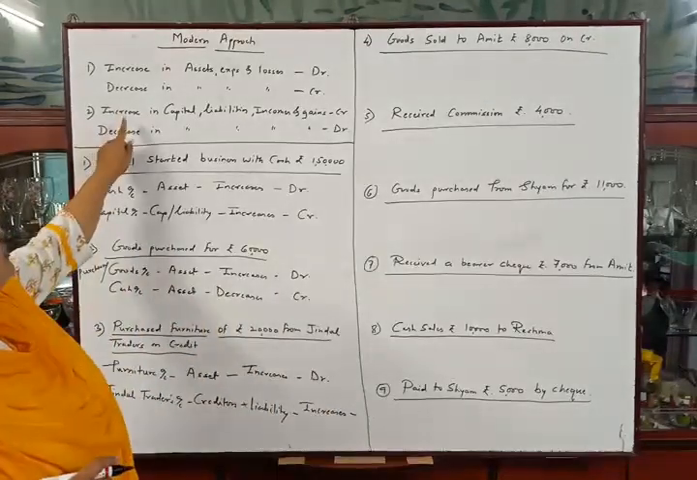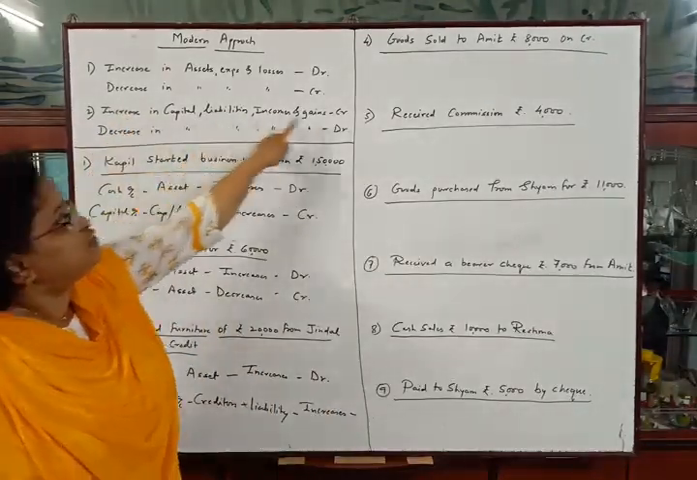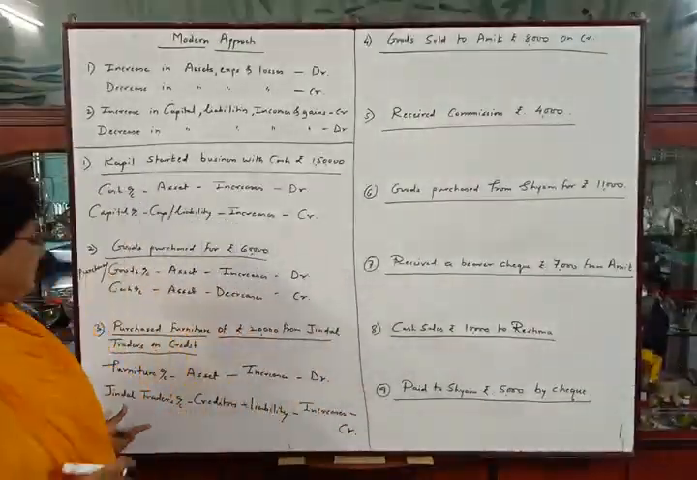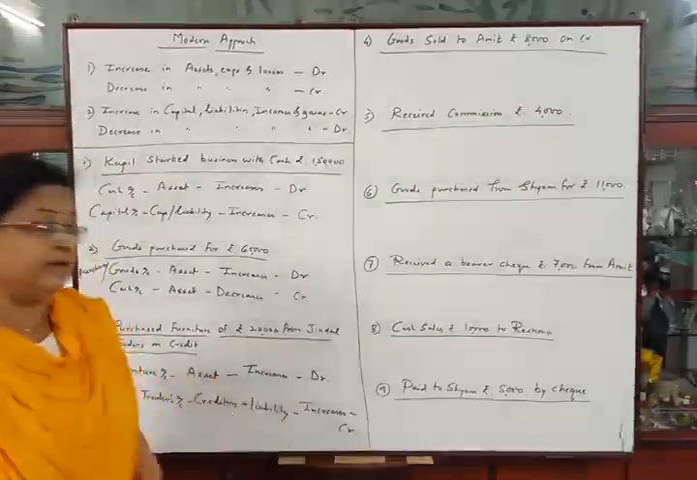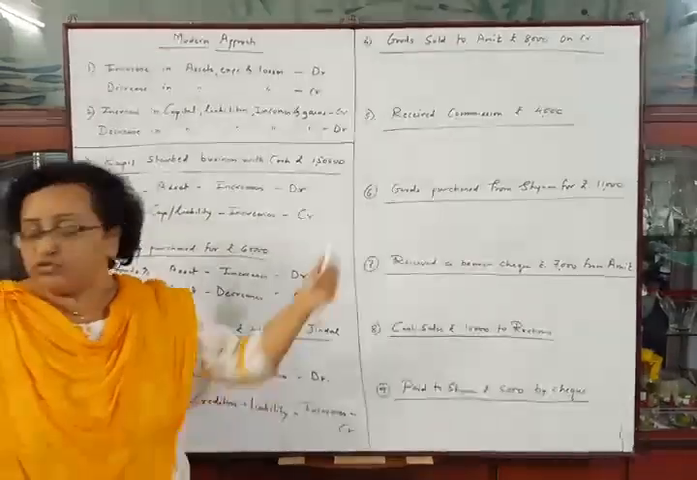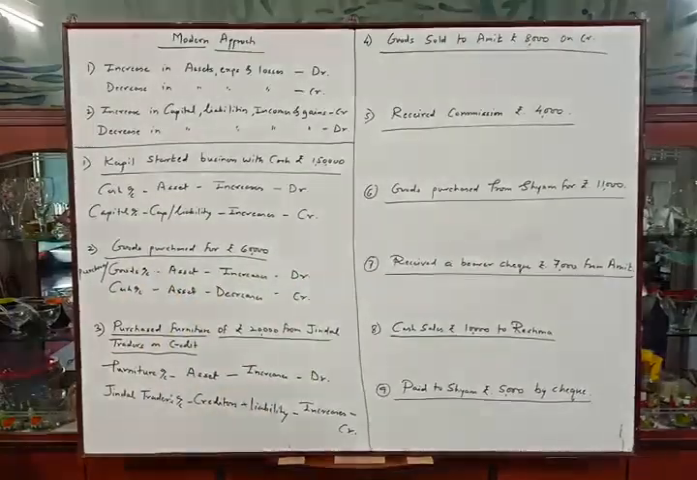And second rule, increase in liability should be credited, so we have to credit this account. So Jindal Traders account should be credited and furniture account should be debited. Okay. Now see the next transaction.